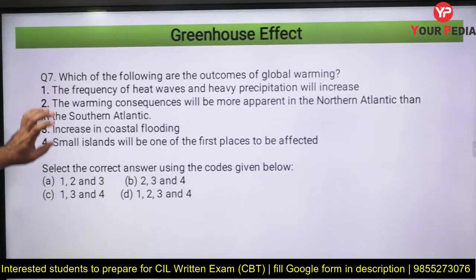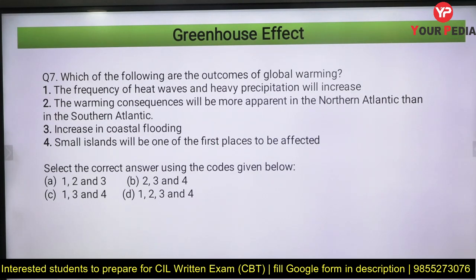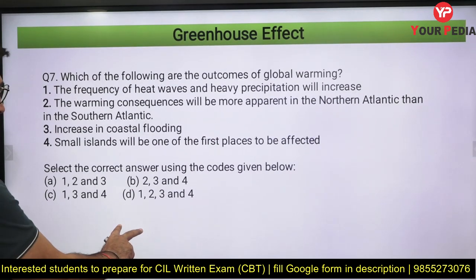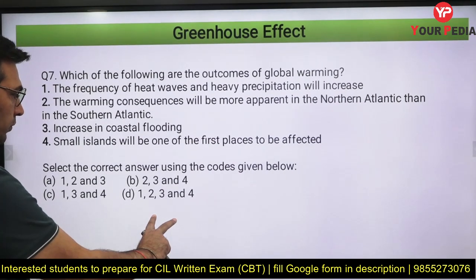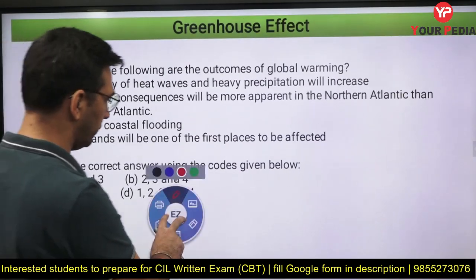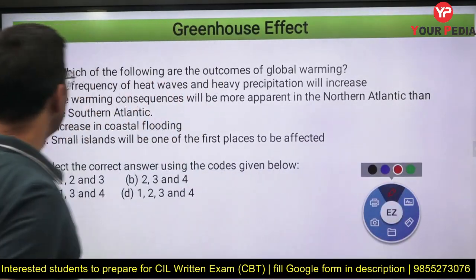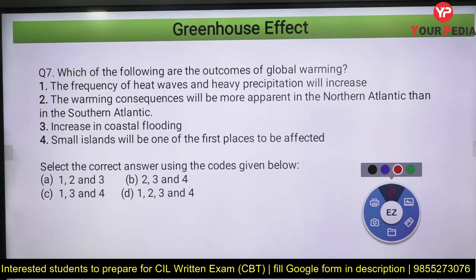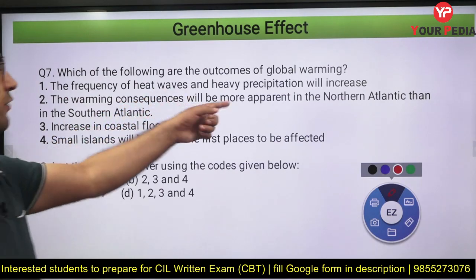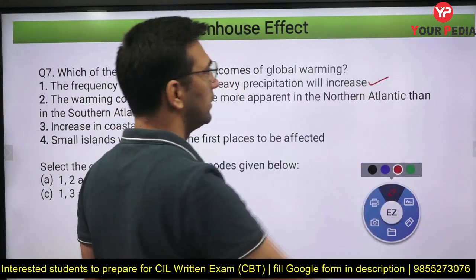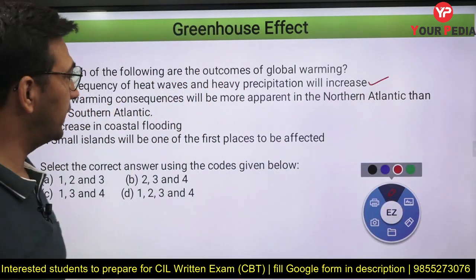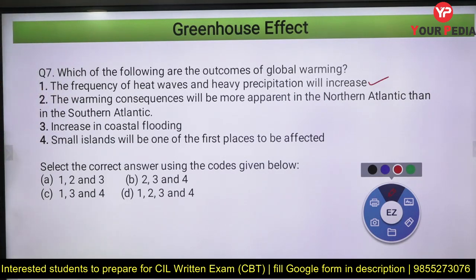So let's see the last question now. Which of the following are the outcomes of global warming? So this is a general question based upon your common sense also, and I have already discussed it with you. The frequency of heat waves and heavy precipitation will increase. Is it correct or wrong? Frequency of heat waves and heavy precipitation will increase, obviously, but not everywhere. In some areas it will increase, and you're going to have a lot of variations.